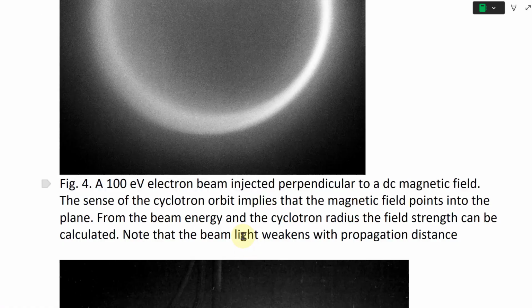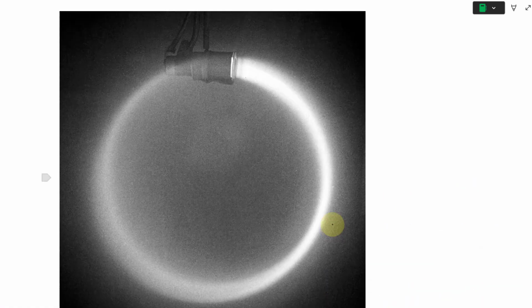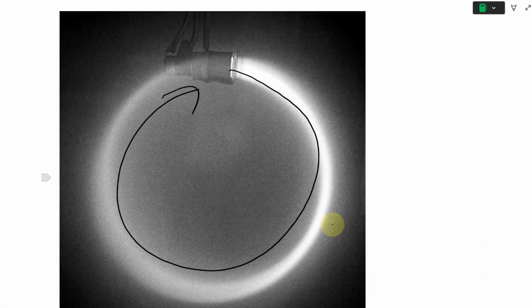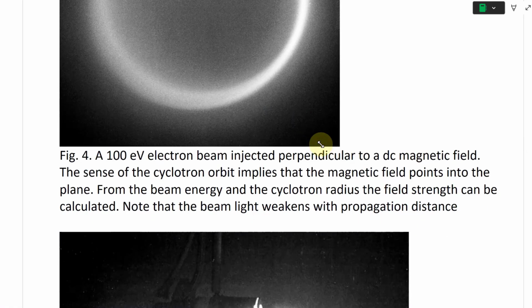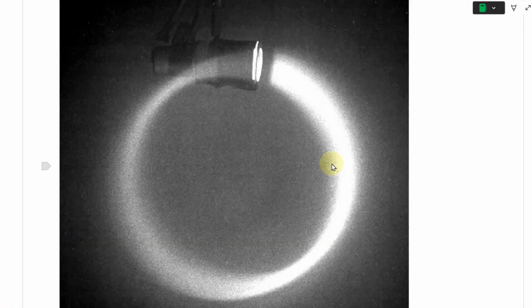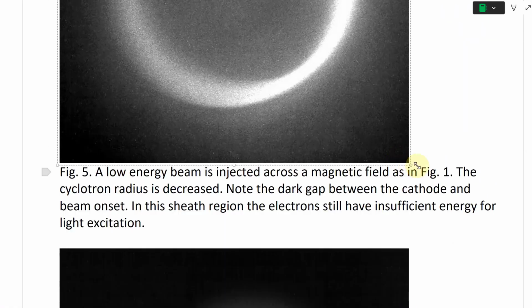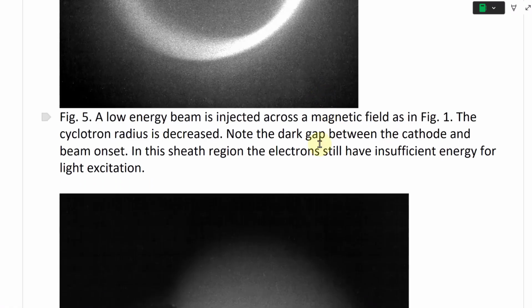And the beam energy and the cyclotron radius. From the beam energy and the cyclotron radius, the field strength can be calculated. Note that the beam light weakens with propagation distance. And this is the cyclotron. Basically, I think it just means this right there. Again, I don't have time to double check everything because I wanted to include this for my own research during this video making. And I think there's 12 images. I'm going to go over some of them. Again, these are all fascinating.